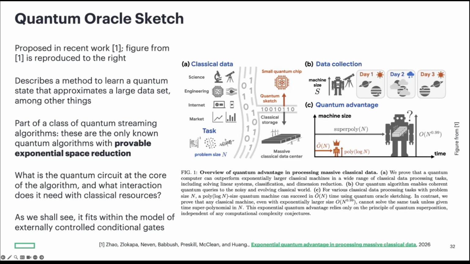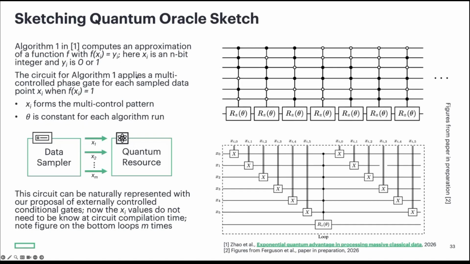So what's the circuit at the core of this? Well, we have a situation kind of like this circuit up here on the right. So we're approximating a function. The function takes in an integer and produces 0 or 1. So these are just n-bit numbers. And what their algorithm does is we apply a bunch of these multi-controlled phase gates. The angle in the phase gate is an algorithm parameter, and the controls are determined by the integer. And we only do this for the cases where our function returned 1.